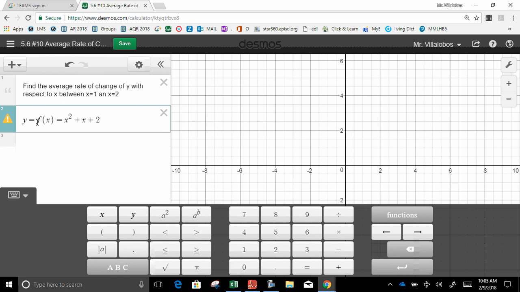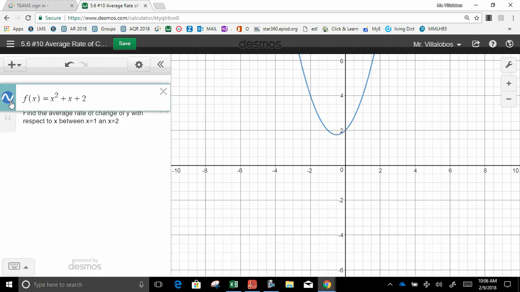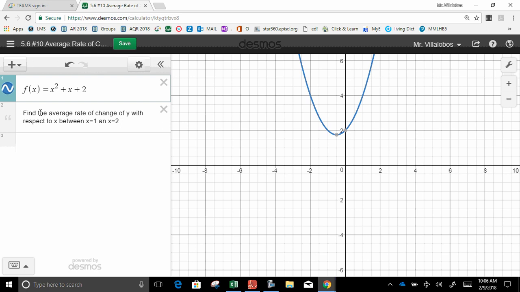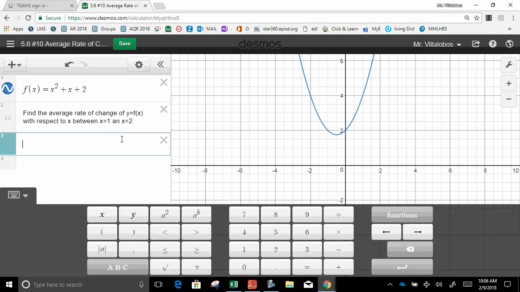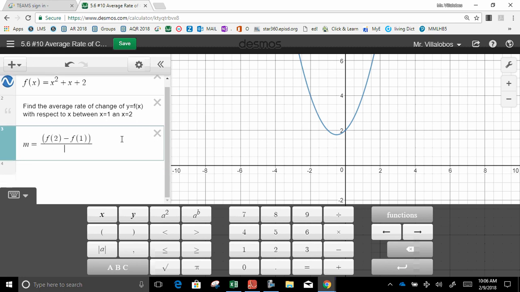So, move this up here. Okay, so this I just typed in. F of x equals x squared plus x plus 2. Find the average rate of change of y with respect to x. So y is equal to f of x, right? So that's going to be this. M equals, open parentheses, f of 2 minus f of 1, divided by 2 minus 1.